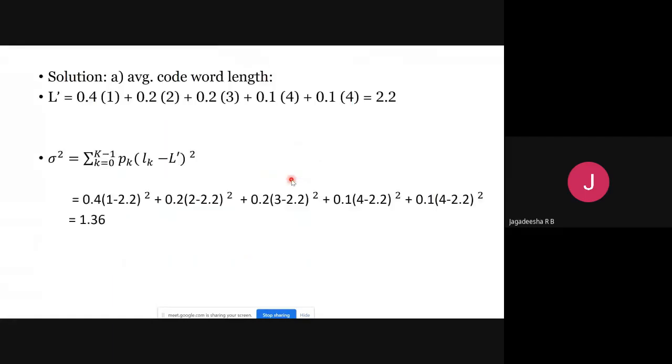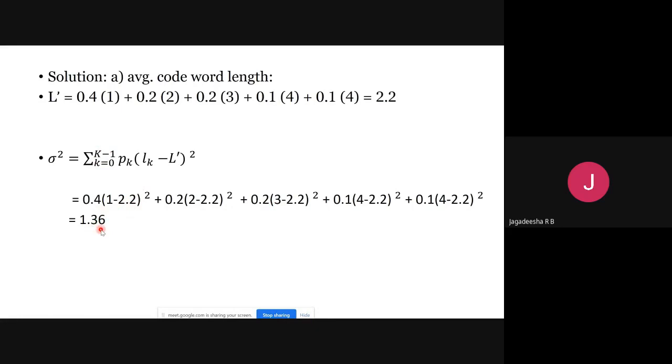Okay? Then now the variance. Variance is the probability multiplied by the length of the code word minus this value, L prime. So for this case, the first symbol, 0.4 multiplied by 1, the number of bits in its code word, minus 2.2, here generated now, L prime. Similarly, you find out for all the symbols, the variance value is 1.36.